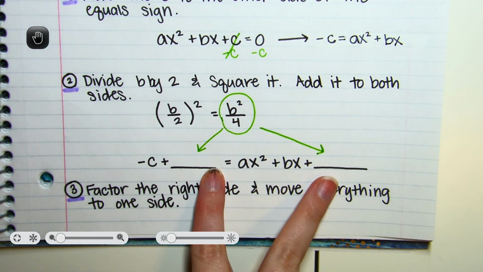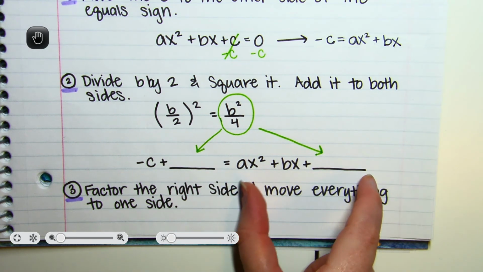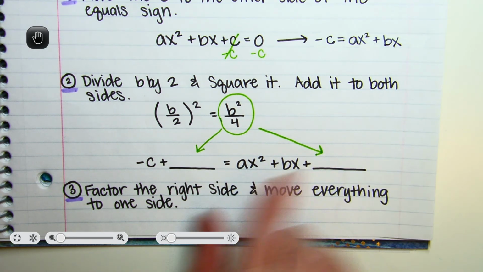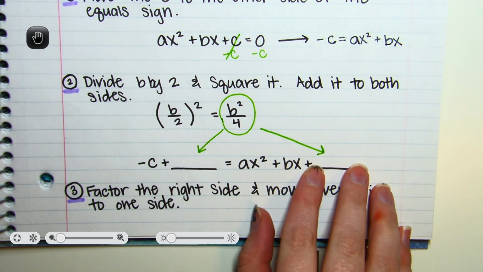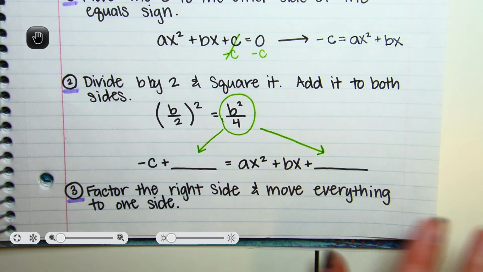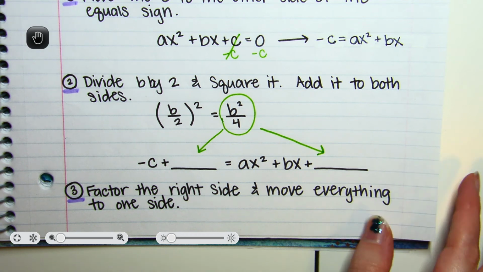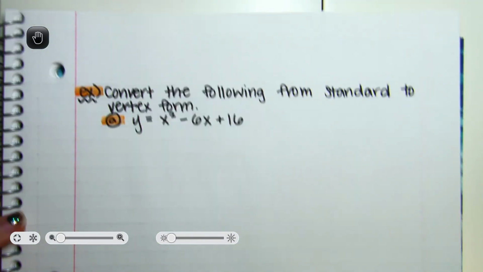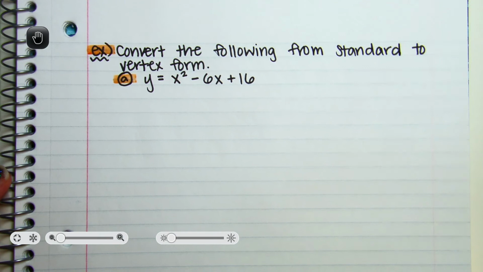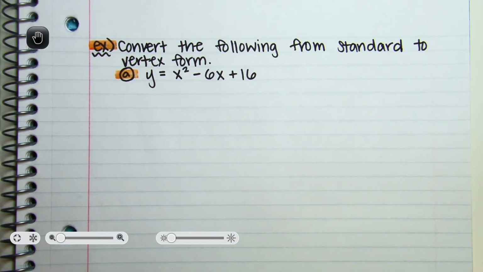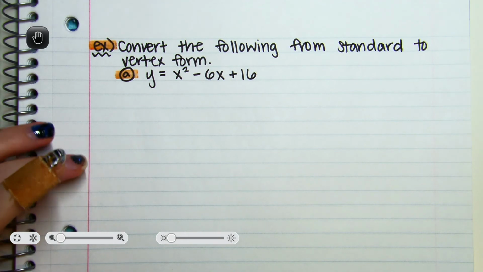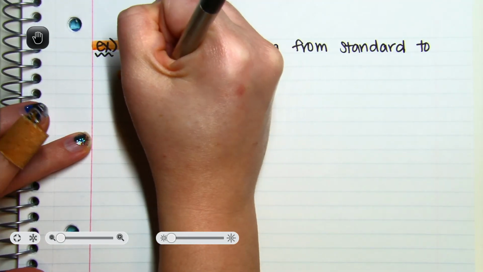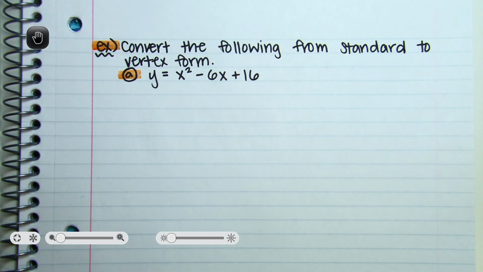Once you've added it to both sides, you're going to factor the right side and then move everything over to one side. Now, I know this looks a little complicated and a lot right up front, but it'll make a little bit more sense once we look at an actual example. So let's go ahead and do that. So we want to convert the following from standard to vertex form. So I'm going to write out all the steps that we're doing with this as we go through it. So first things first, I am going to move the c value.